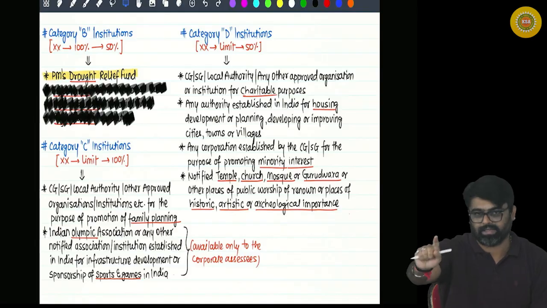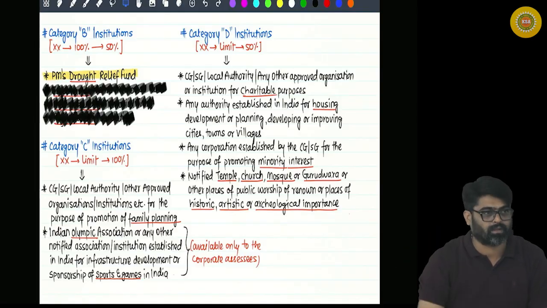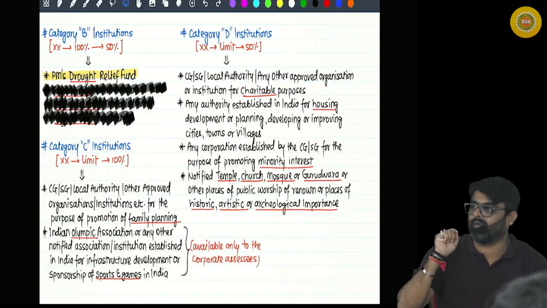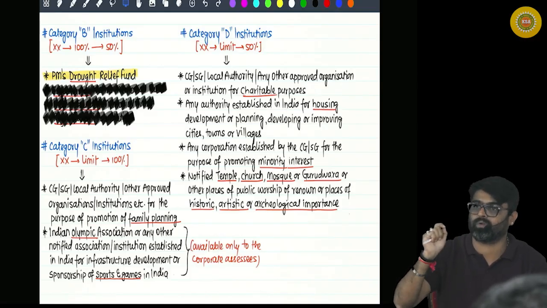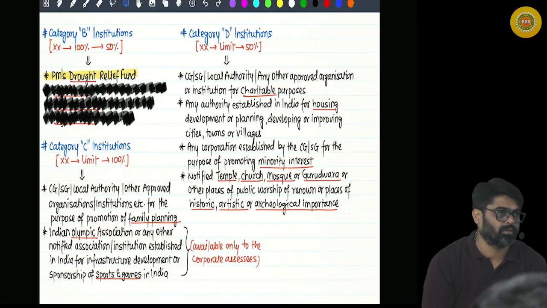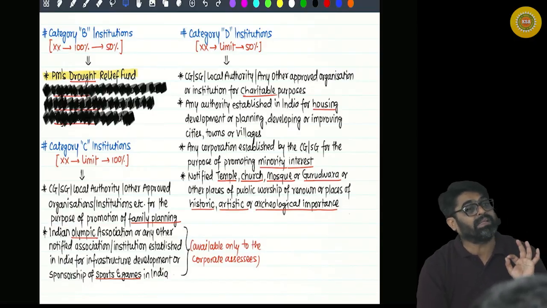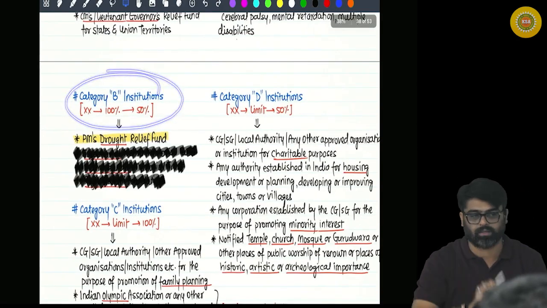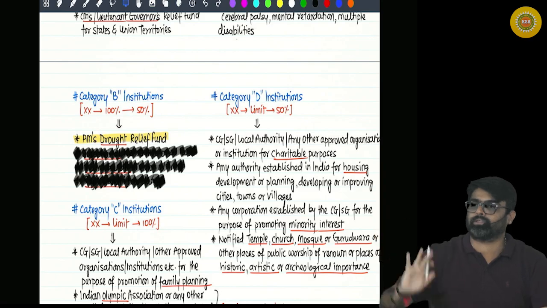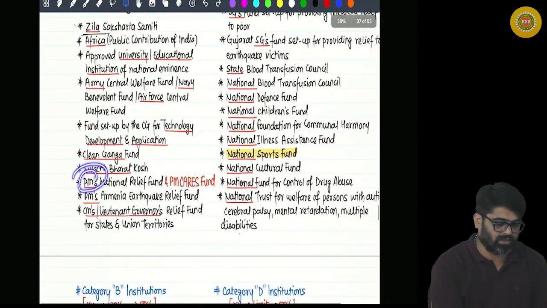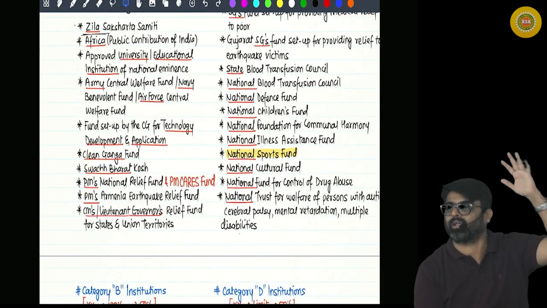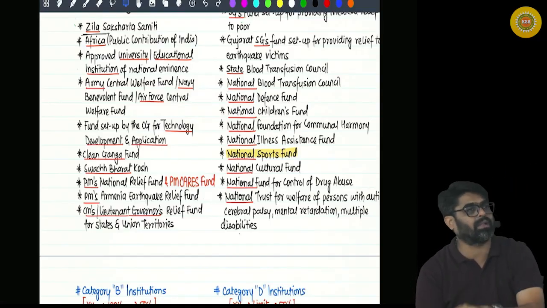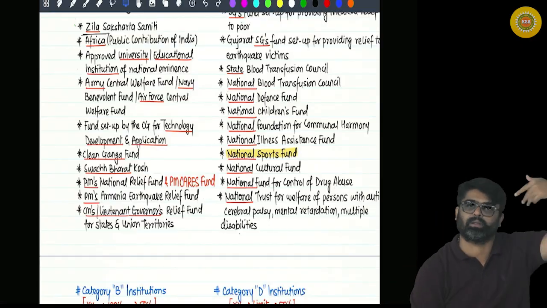See, the way in which he has told, in that way also we can remember. But in this story which I have told, I have exploited each and every important word which you should remember. Prime Minister's Drought Relief Fund is the only fund in category B, remember that. Other than that, every Prime Minister fund is in category A. All the Prime Ministers are in category A, but only one is in category B: the Prime Minister's Drought Relief Fund.